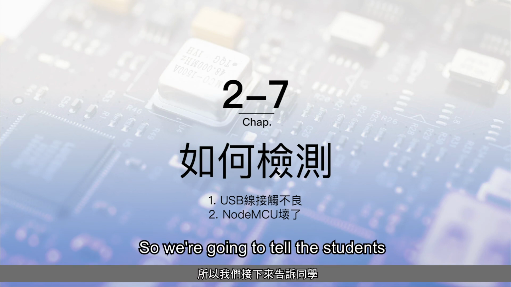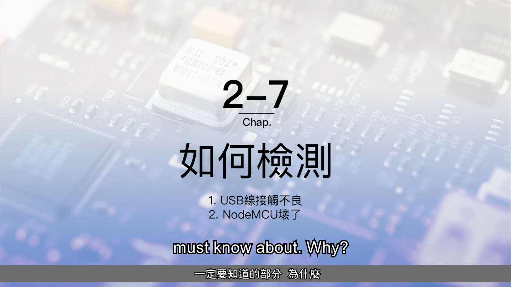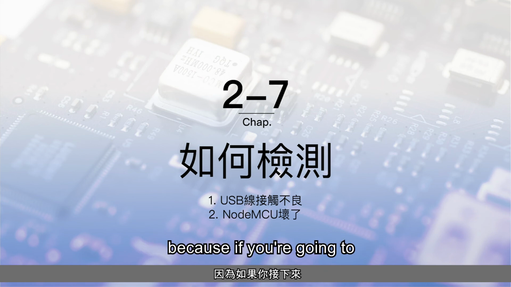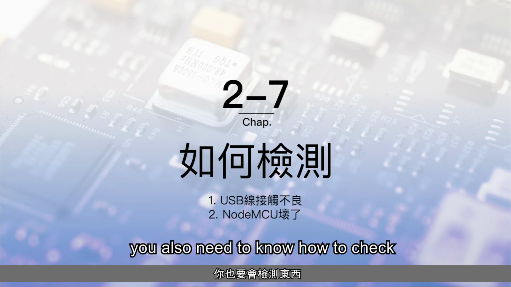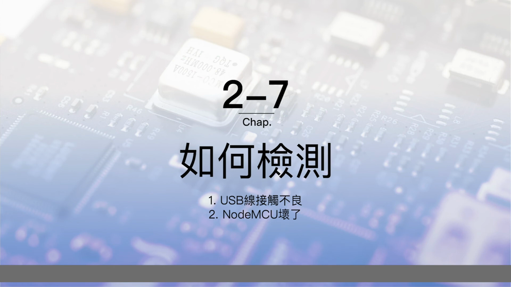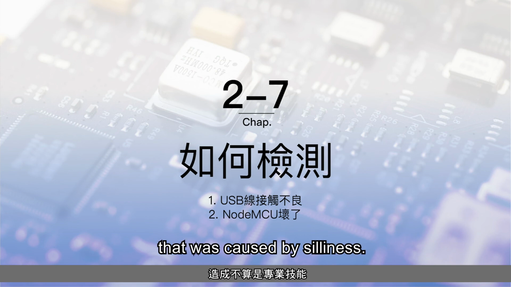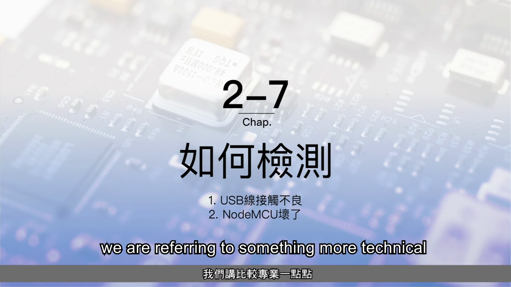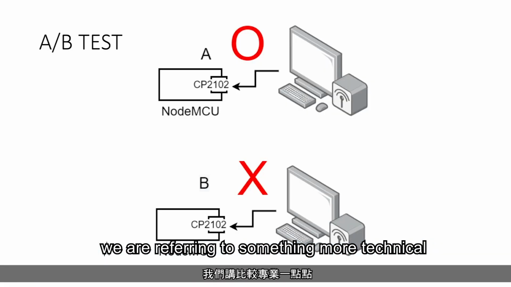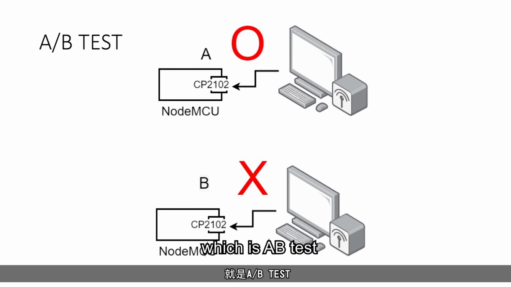So we are going to tell the students this is something that all students must know about. Why? Because if you are going to make your own car, you also need to know how to check why something is damaged. Previously, we said you should check with your eyes. That doesn't count. We are referring to something more technical. This should be more about basic repairing abilities, which is the A/B test.